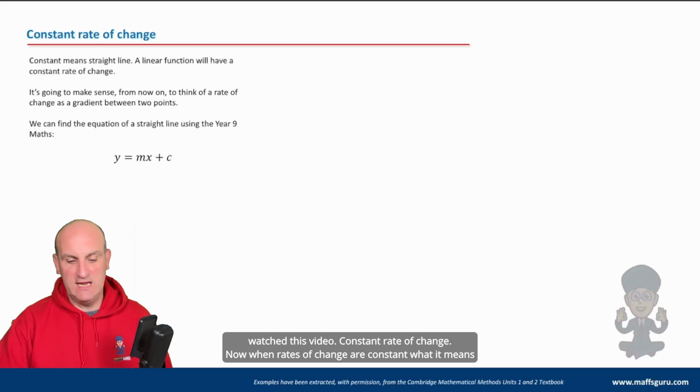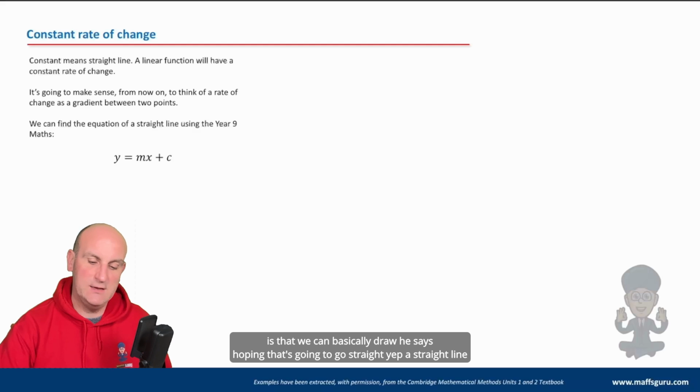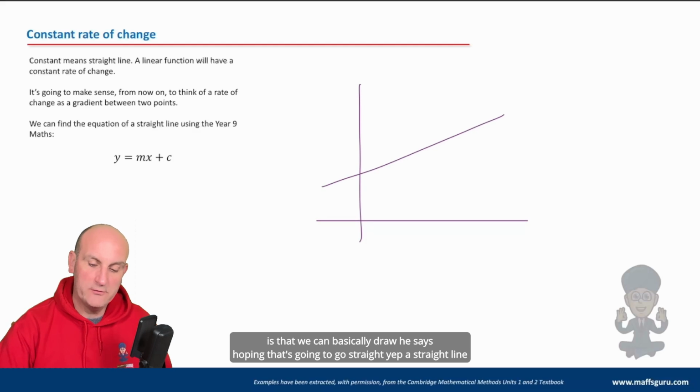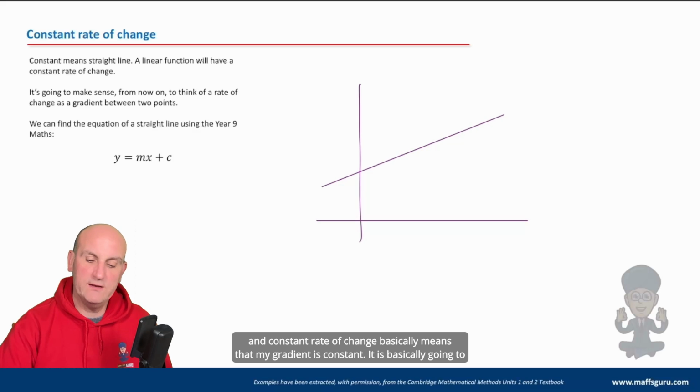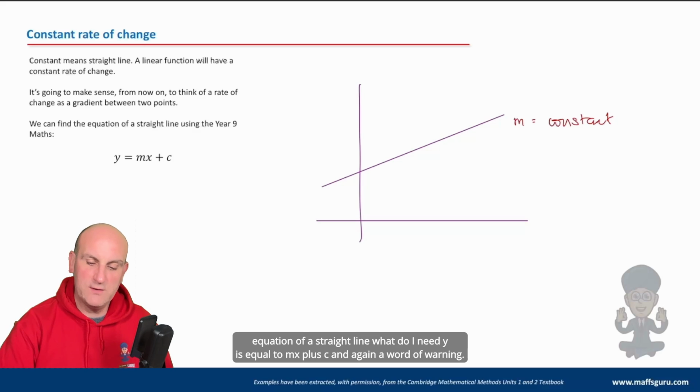Constant rate of change. Now, when rates of change are constant, what it means is that we can basically draw, he says, hoping that's going to go straight. Yep, a straight line. And constant rate of change basically means that my gradient is constant. It is basically going to be some form of a straight line. And we met bits of this in the previous video, yes? But to find the equation of a straight line, what do I need? y equals mx plus c.